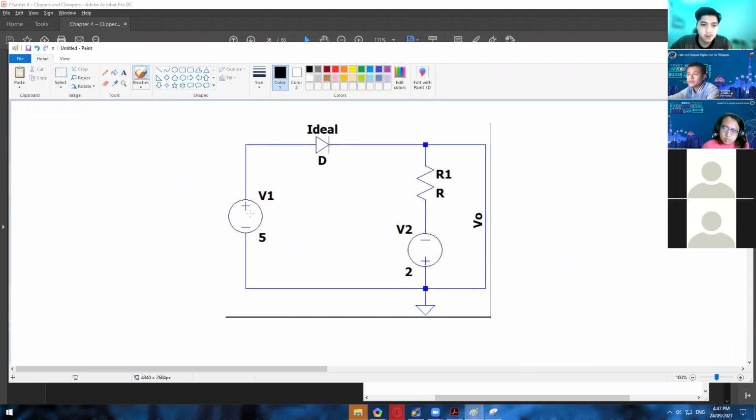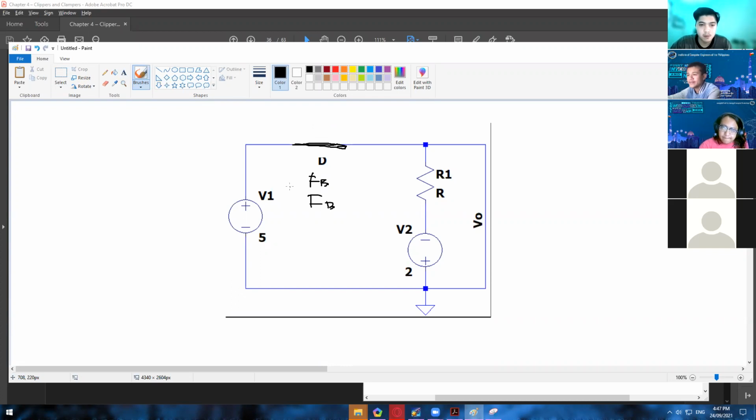So all throughout, for this V1, we have a forward bias. And then for this V2, we also have a forward bias. So all throughout, we have a closed path here, and we can simply replace this one by a single line since it is a closed path.